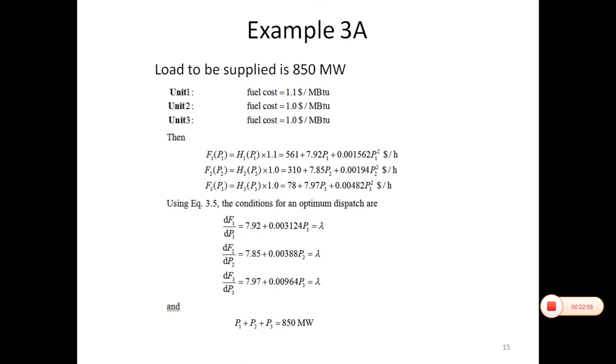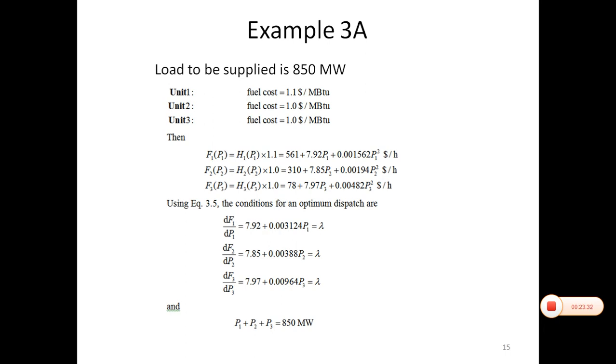Now, by using the condition for optimal dispatch, we will assume that our solution lies between the upper and lower limit. So our solution will be incremental fuel cost equals lambda. So we'll take its derivative, which is very simple. It's a simple quadratic function. We can easily take its derivative. By taking its derivative and putting it equal to lambda, we will get dF1 by dP1 equals 7.92 plus 0.003124 P1 equals lambda.